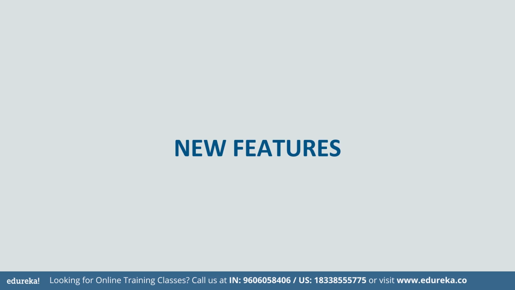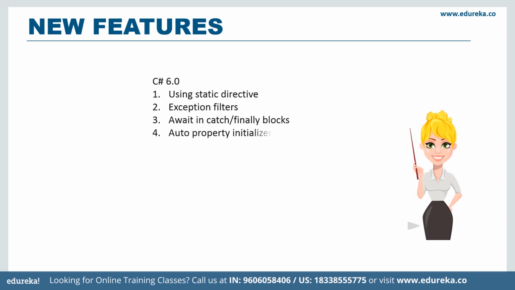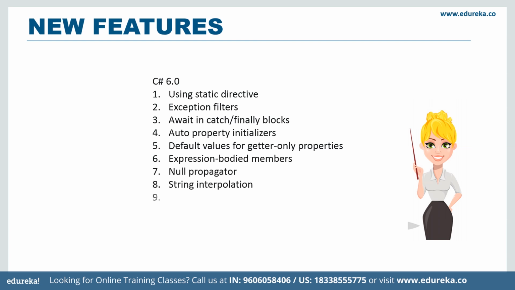Now with this, let us move ahead and understand the new features that are included in C#. Firstly, let us discuss the features that were in C# 6.0. So C# 6.0 had using static directive, exception filters, await in catch and finally blocks, auto property initializers, default value for getter only properties, expression bodied members, null propagator, string interpolation, nameof operator, dictionary initializer, compiler as a service, which is Roslyn.